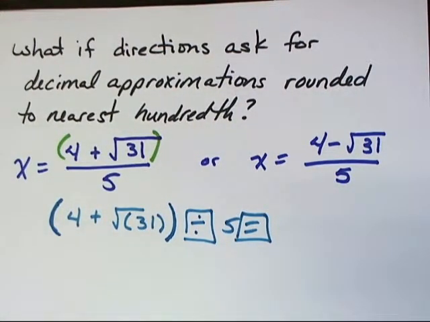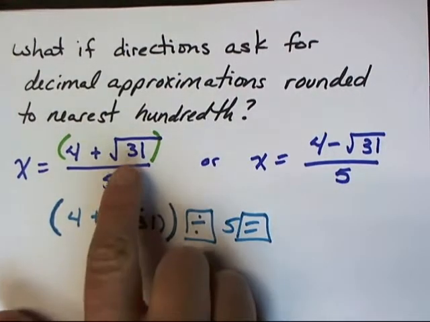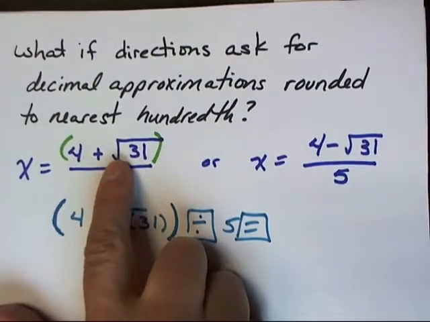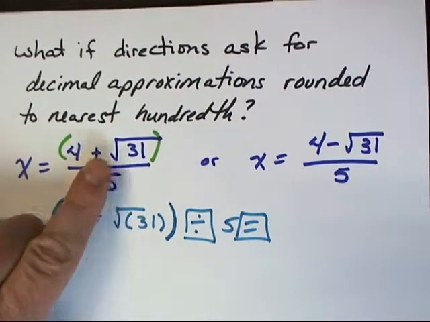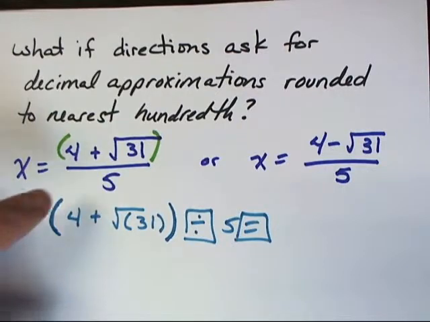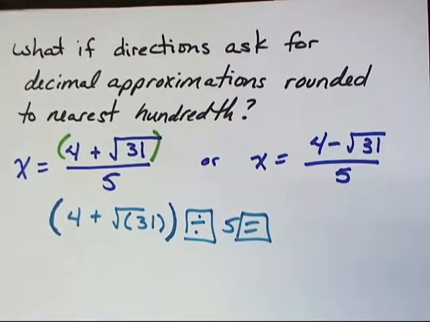If you do not have a two-line display calculator or a graphing calculator, I would suggest putting in the 31 first, then hitting your square root symbol. Because in a single line display calculator, just a scientific calculator, it does things backwards. You have to put in 31 and then tell it, find the square root of that. So you'd put in the number 31, then hit the square root symbol. Then you would add 4 and hit equals. Then divide by 5.